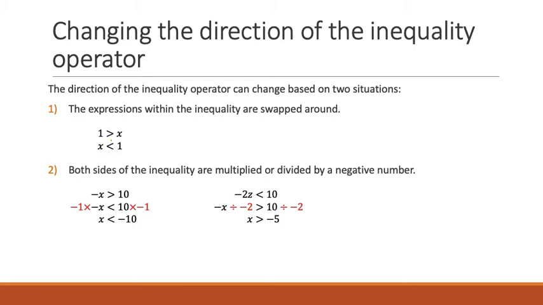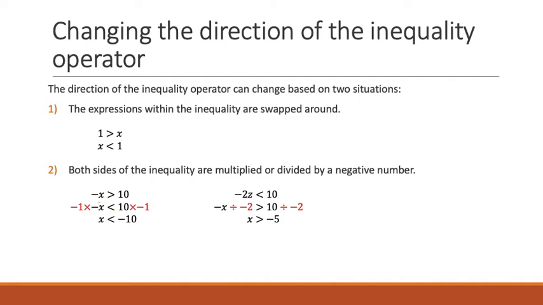So 1 greater than x is the same as writing x is less than 1. Think about what that means, say it out to yourself, and then try and figure out whether that still makes sense. What would happen if we didn't flip the operator? Would this situation still hold up, or would it be a bit wonky? Now the second situation where the operator can flip is if we multiply both sides by a negative 1, or if we divide by a negative number.